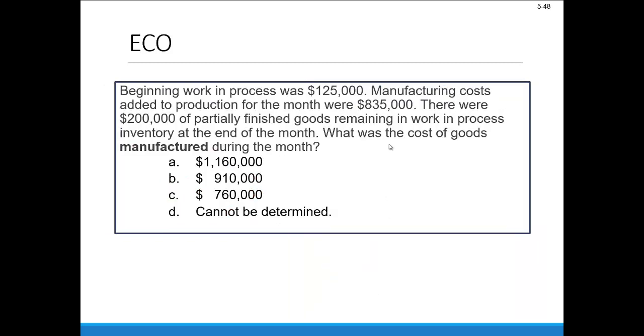Okay, so let's assume now the beginning work in process was 125,000. Manufacturing costs added to production for the month were 835,000 from a minute ago. There were 200,000 in partially finished goods remaining in work in process inventory at the end of the month. What was the cost of goods manufactured, or finished, during the same month? Again, pause that, work through it, and I'll have the answer here.